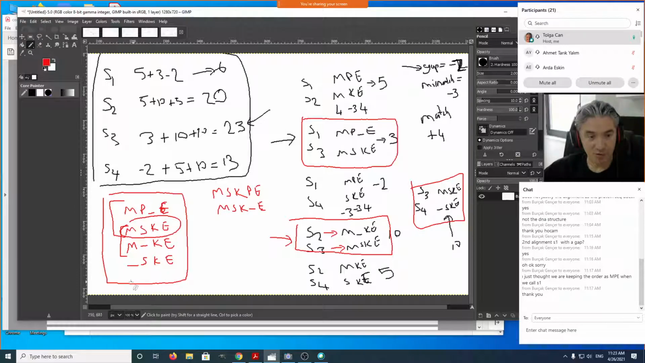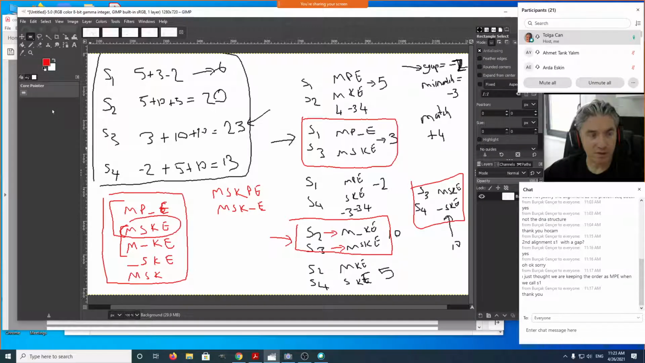It tells us M should be aligned to here, S should be aligned to this S, K should be aligned to this one, and we have a gap at this point. So what we are going to do is take this. Let's see if I can do that. I think I'll be able to do that. Let me, is this selection? Yeah, rectangle select. So, oops, not this one.